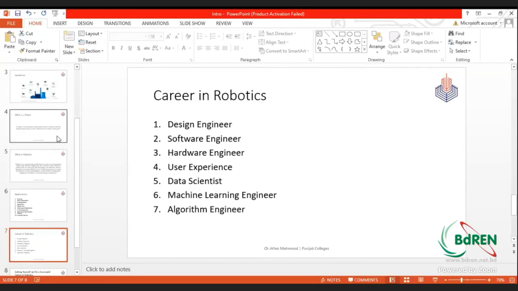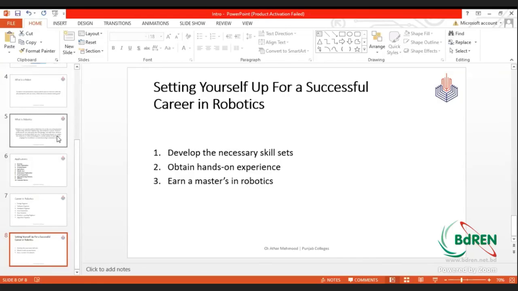Right. So it's very important, let me change the slide. Setting yourself up for a successful career in robotics. There are three things. One, develop the necessary skill set. This is the most important thing. The second thing is to obtain hands-on experience, which is also very important. And the third one is to earn a master's in robotics. But it's not compulsory, up to some extent, you can say.